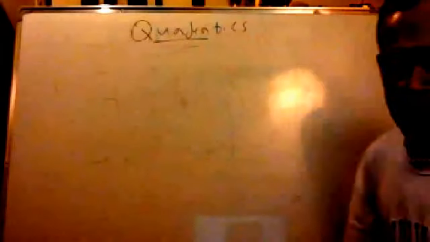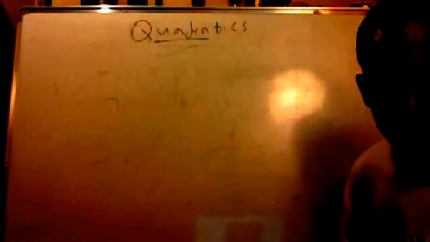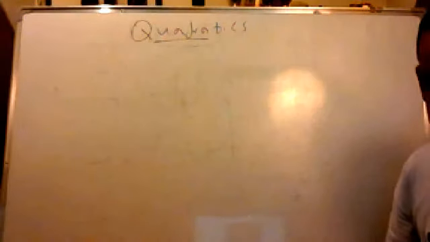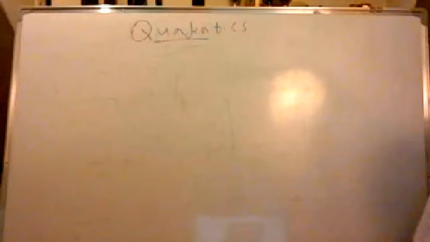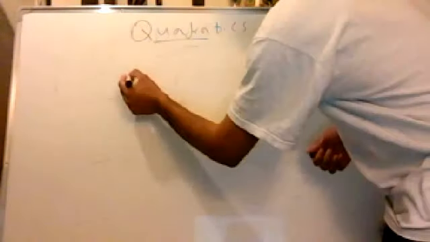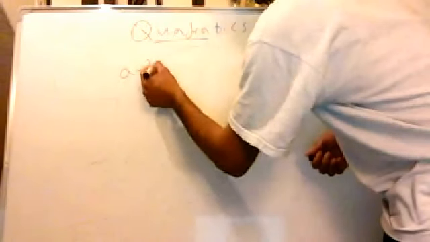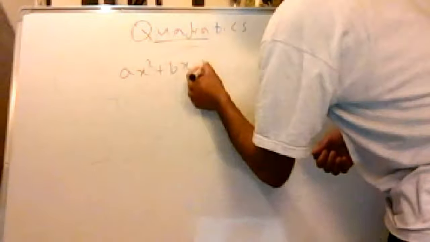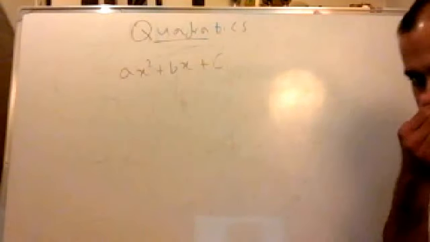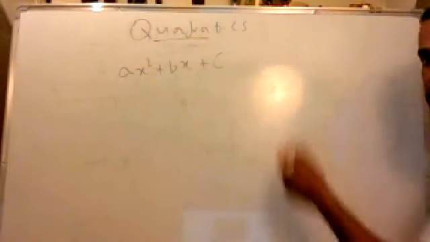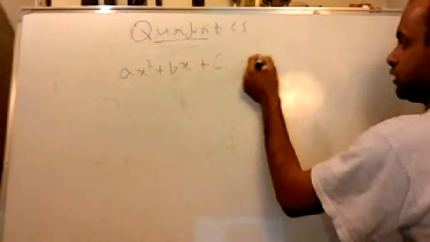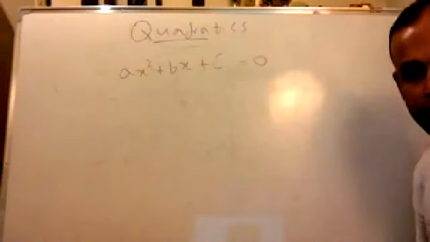Okay, in this video I'm going to go through quadratics, and this may well be a 2 or 3 part video actually, because there's a lot to cover. So quadratics: any expression in this form, ax squared plus bx plus c, is a quadratic expression. If you put that equal to 0, then it becomes a quadratic equation.